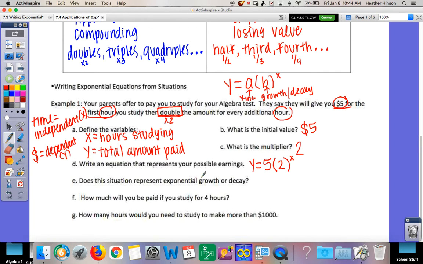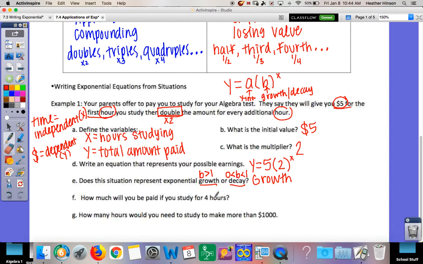Does this situation represent exponential growth or exponential decay? Remember, for growth, your multiplier has to be greater than 1. For decay, your multiplier has to be between 0 and 1. Not less than 1. There's no such thing as a negative multiplier. It has to be between 0 and 1. So which one does 2 fall under? Is it greater than 1 or between 0 and 1? Right, it's greater than 1. So this is a growth. The amount of money you earn grows every hour.